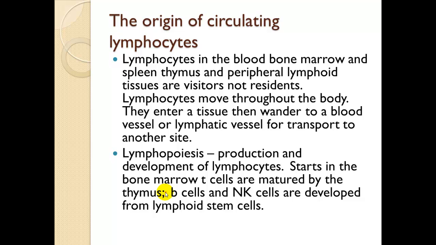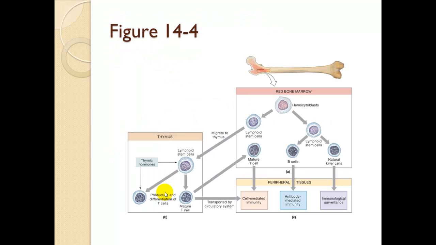Lymphopoiesis, the production and development of lymphocytes, starts in the bone marrow. T cells are matured by the thymus and thymosins. B cells and NK cells are developed from the lymphoid stem cells. And this should be a review from the blood section. Hemocytoblast, lymphoid stem cell. Now, if we're under the effect of thymosins, or thymic hormones, the lymphoid stem cells will produce a T cell and then mature it very rapidly, much like the red blood cell did. This gives us a mature T cell that gives us cellular mediated immunity.